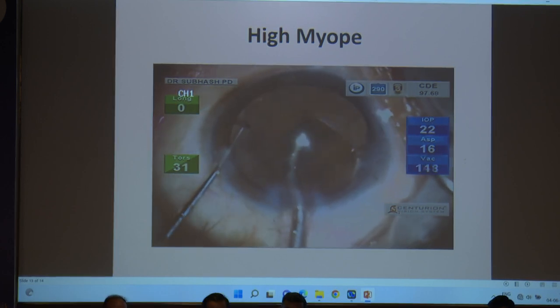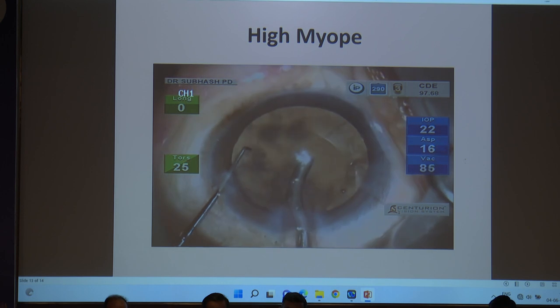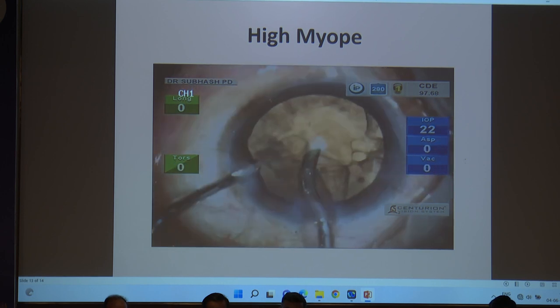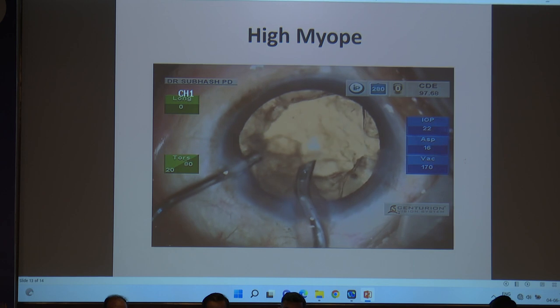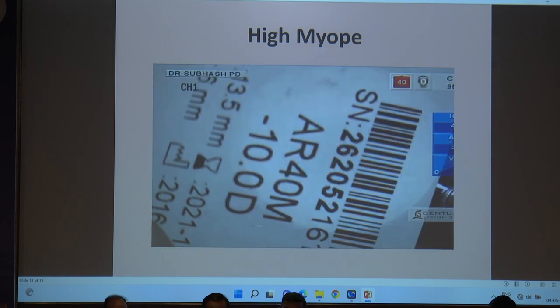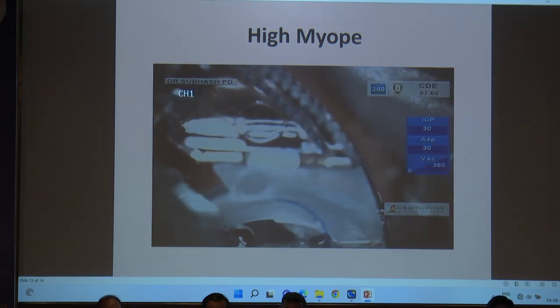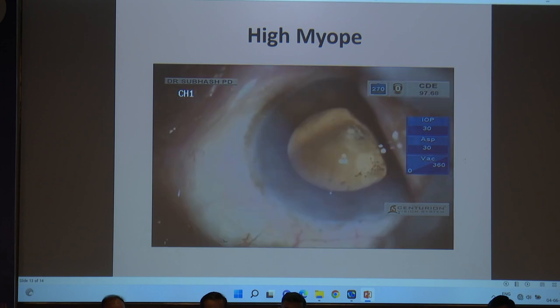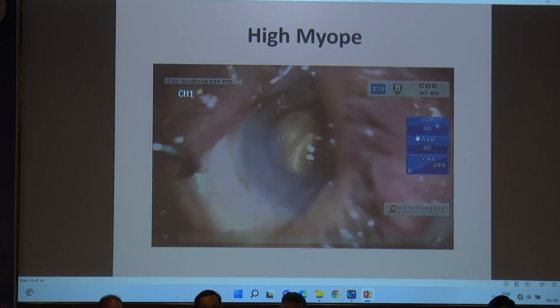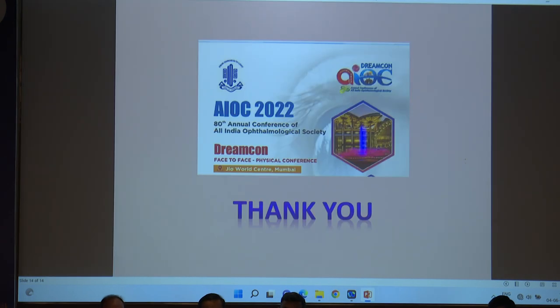So that is a very important facility now available with advanced machines, where you can handle all such types of cases. Here again in the myopia, this is a minus 10 diopter lens. You can see that the patient was quite a highly myopic patient. So even in this patient, I was able to do surgery without causing undue deepening of the anterior chamber. So thank you very much.